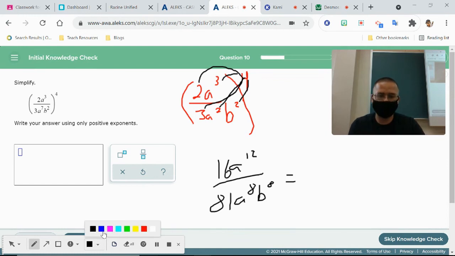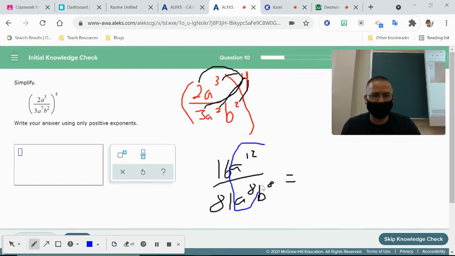So looking at this, we got 12 a's up top and 8 a's in the bottom. It's just like adding and subtracting at this point. Subtraction, the division property, you subtract. We subtract, there's only 4 left on the top, so this is going to be your answer. A to the 4th, 81, b to the 8th. So this is exponent properties.